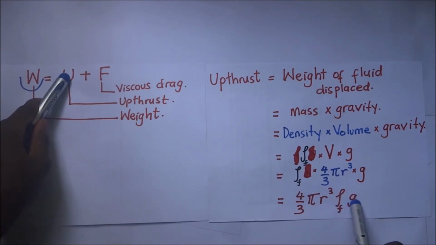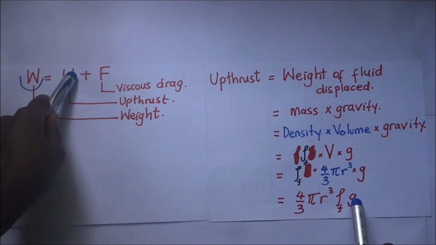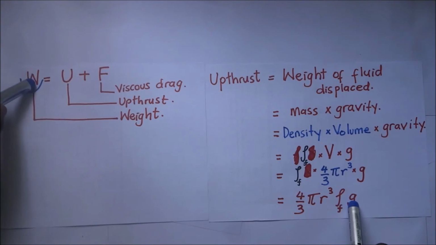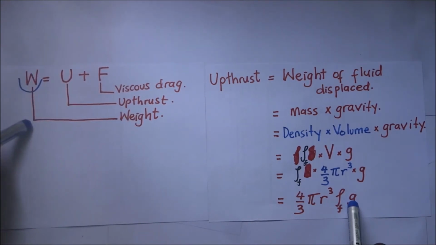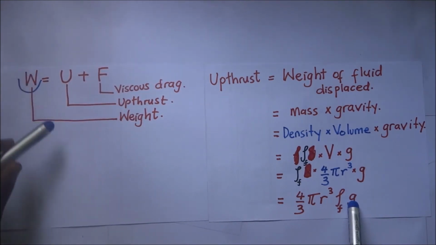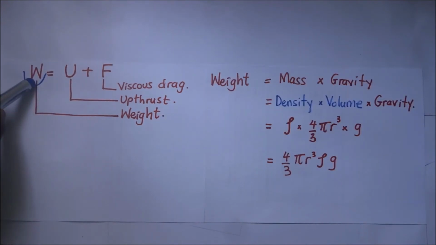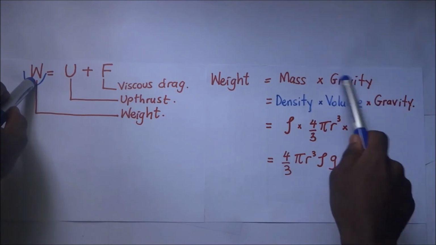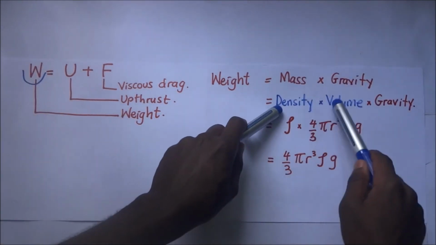So this is the expression we come up with for upthrust. Now that we've got the expression for upthrust, let's go ahead and find the expression for the weight of the sphere that is falling through. So how is that given? The weight of the sphere is given by mass times gravity, of course. So gravity remains. Then mass can be given by density times volume.